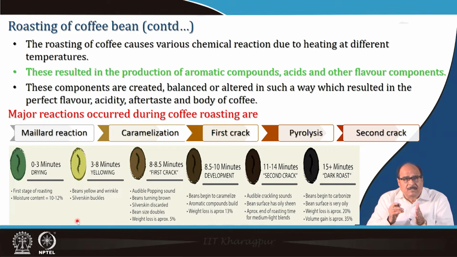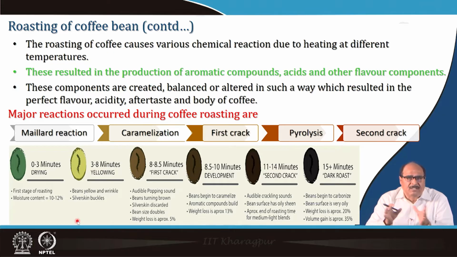The roasting of coffee beans causes various chemical reactions due to heating at different temperatures, and these result in the production of aromatic compounds, acids and other components. These compounds are created, balanced and altered in such a way that they result in the perfect flavor, acidity, aftertaste and body of the coffee. In fact, proper roasting is a very important operation as far as the characteristic flavor and color development of the coffee beans is concerned.